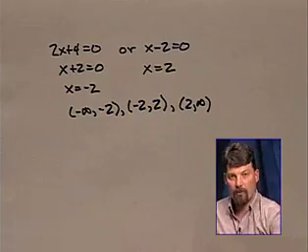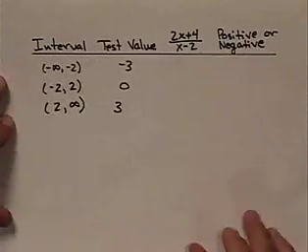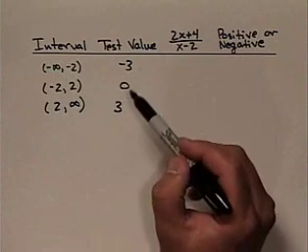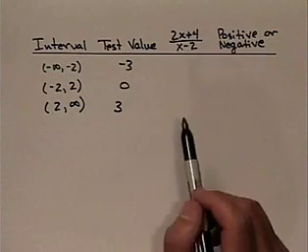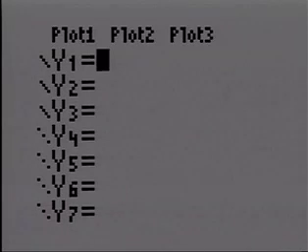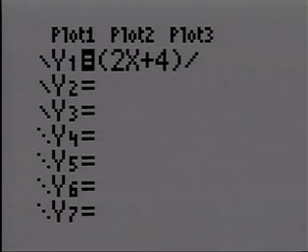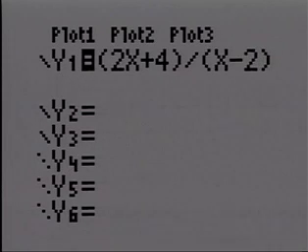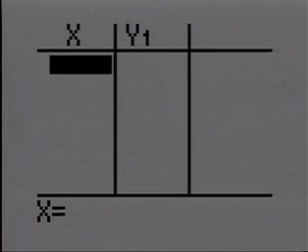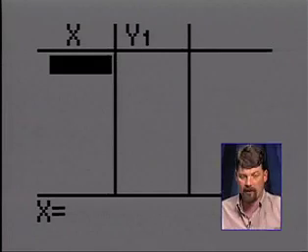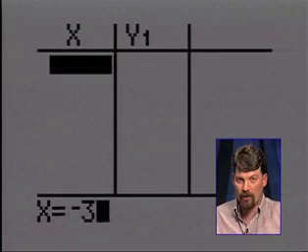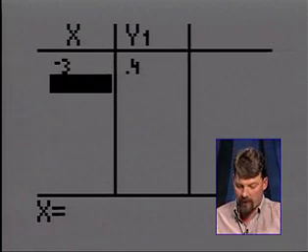Okay, so we'll set up a table. Here I have the intervals I need to check. I picked a test value from each of the intervals. And again, I'll use the calculator to test these values. So I need to input the rational function under y1, and the numerator is 2x plus 4 divided by x minus 2. Be sure to include these parentheses. Now we'll go back and look at the table and input these x values. The first x value I need to check is negative 3. So I'll input negative 3 for x, and that gives me a y value of 0.4.